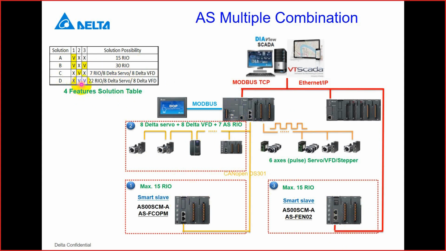So the final solution is we use the servo drive, VSD, 7 remote I/O and Ethernet IP at the same time. So we will get 22 remote I/O stations. So that's all for this page. Not sure, do you have any questions?